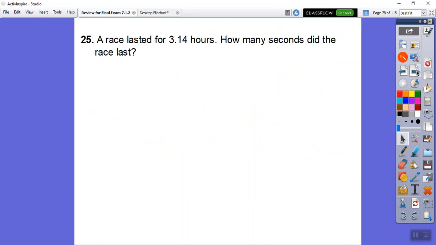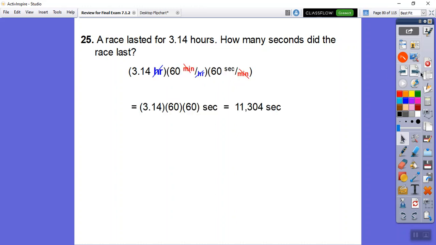That one's growing more. A race lasts for 3.14 hours. How many seconds did the race last? You just multiply this times 60 to get it in minutes, and then because there's 60 minutes in each hour, multiply it by 60 again to get it in seconds. So I'm multiplying by 60 minutes per hour and 60 seconds per minute. Now check this out. The hours will cancel because I've got one on top and one on bottom. The minutes will cancel these minutes, and I'm left with seconds. So when we do that, we get 11,304 seconds.